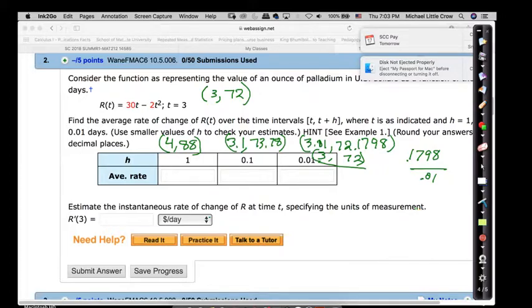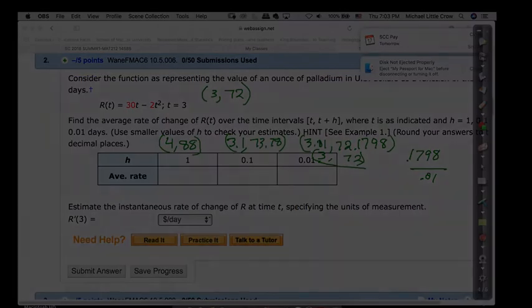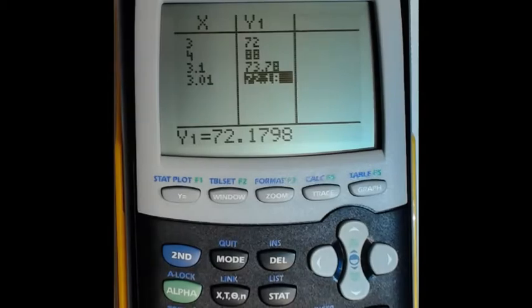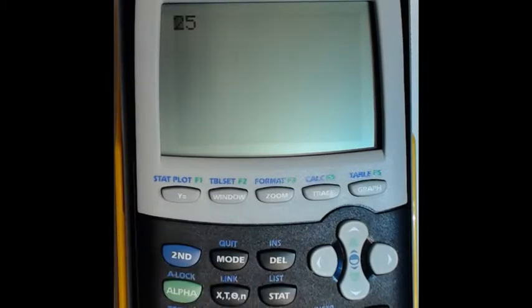So let me put that in there. It was 0.1798 divided by 0.01. I could have done it in my head, but oh well. So 18? I would say 18. Yeah, it's getting closer, because we're not there yet. But if we went to maybe 0.001, I would guess that one as 18.